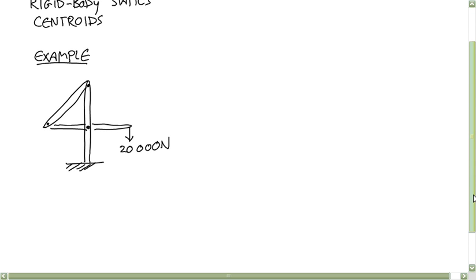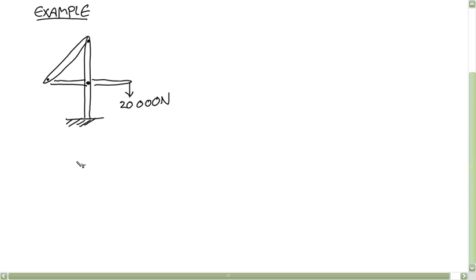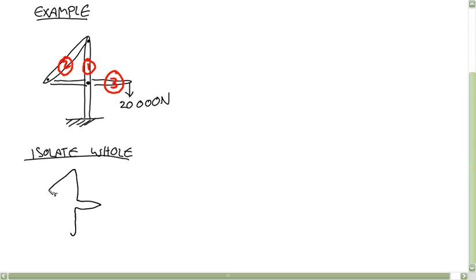I think we went through and did all the free body diagrams already, right? Okay, so the first thing we're going to do is isolate the whole structure. Well, I did this last time too. The first thing is we're going to label the members. This one was probably 1, 2, 3. Okay, so free body diagram of the whole structure.